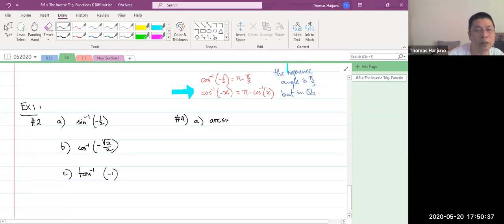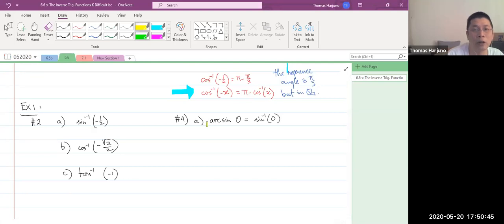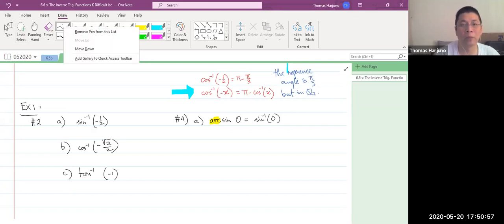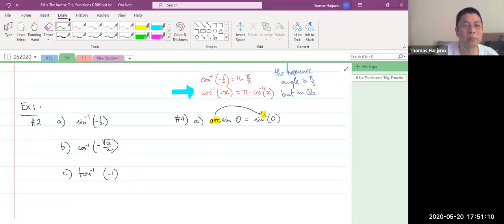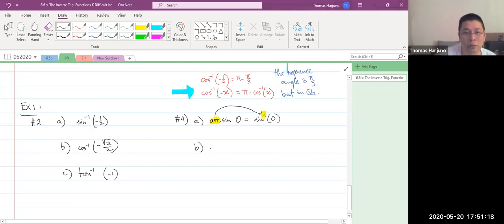And how about number four, part A, arc sine. Arc sine is actually the same as sine inverse. The word arc here refers to the inversing, even though terminology-wise that's not what it means. You can say this is the old notation for the sine inverse. Part B, what is arc cosine of negative 1, and then arctangent of 0.